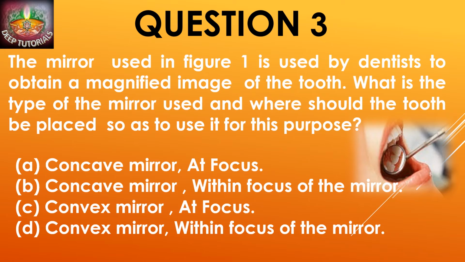Moving on to question number 3. The mirror used in figure 1 is used by dentists to obtain a magnified image of the tooth. What is the type of mirror used and where should the tooth be placed so as to use it for this purpose? Your options are A. Concave mirror at focus, B. Concave mirror within focus of the mirror, C. Convex mirror at focus, D.